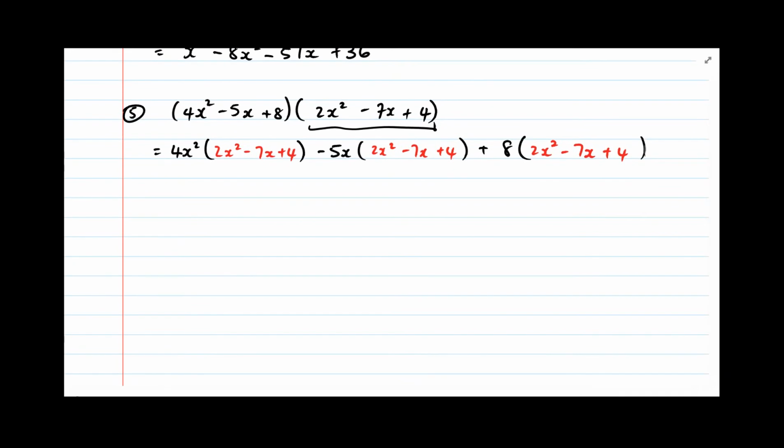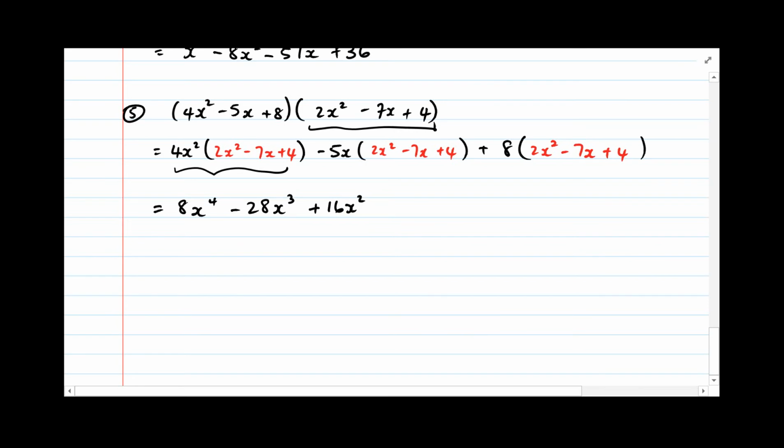Alright, what do we get? Now I'm going to do this a little bit differently. I'm going to find the first product here, and let's see what we get. So you'll see why I do this in a bit. So simplifying, 8x to the 4th, and I have minus 28x cubed and 16x squared.